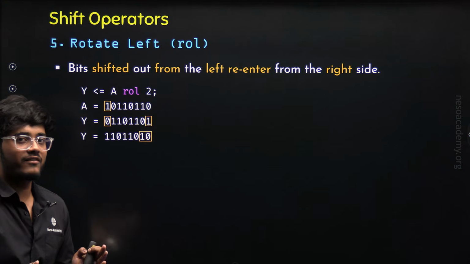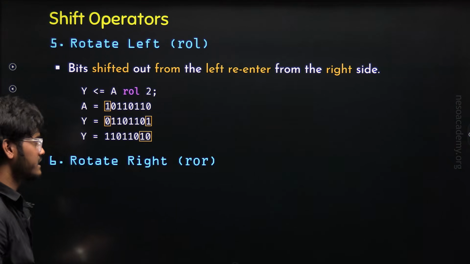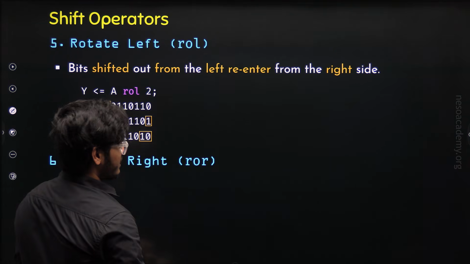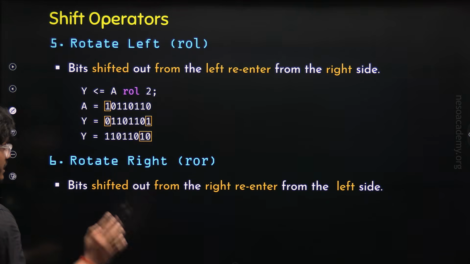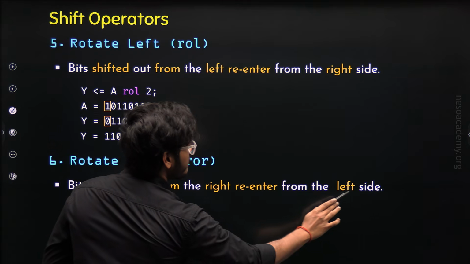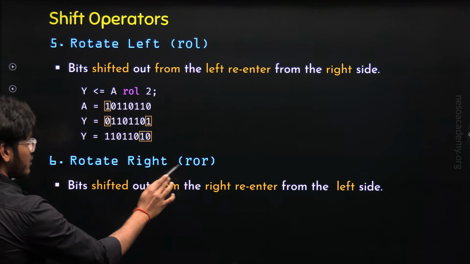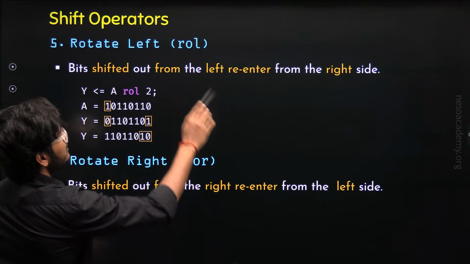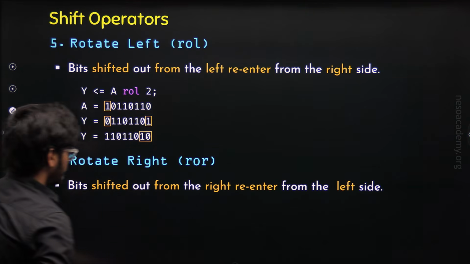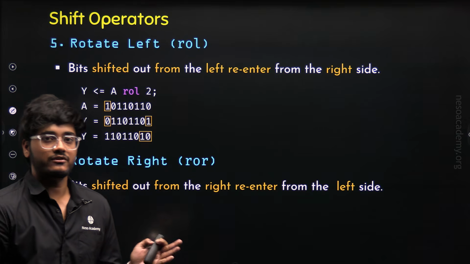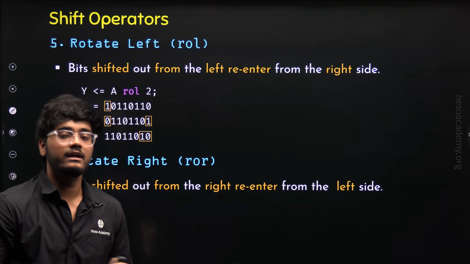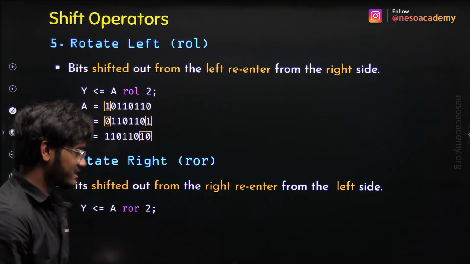Now what should be our next operator? Obviously, the rotate right operator, that is the ROR operator. In ROR operation, bits shifted out from the right re-enter from the left side. Now ROR operation is exactly similar to ROL operation, but in the opposite direction. So every bit moves to the right side and the discarded bit from the right side re-enters from the left side. Let's take the same example.